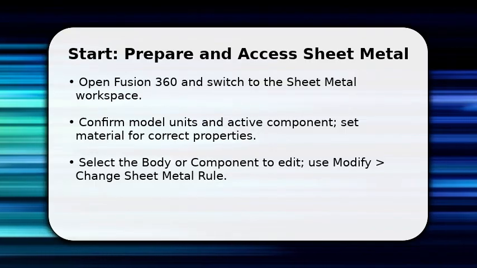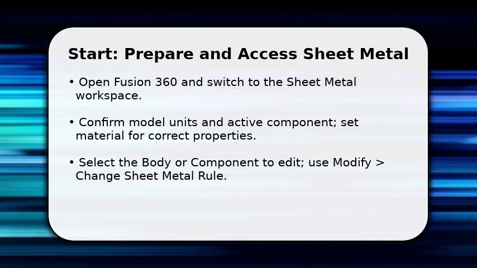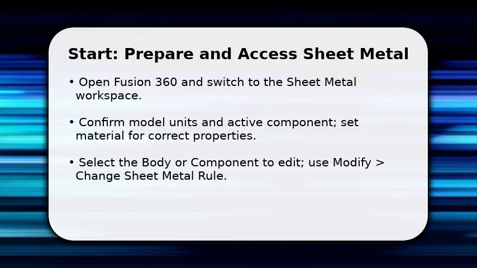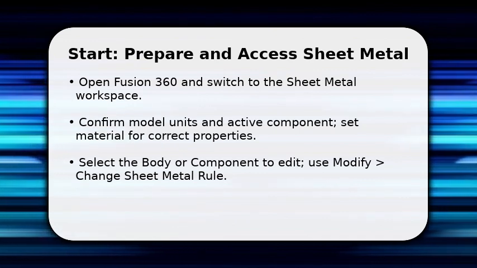Next, select the body or component you want to change and open Modify, then change Sheet Metal Rule. This targets the existing sheet metal rule. Make sure the correct rule is selected, so the first actionable change affects bend calculations and flat patterns properly.